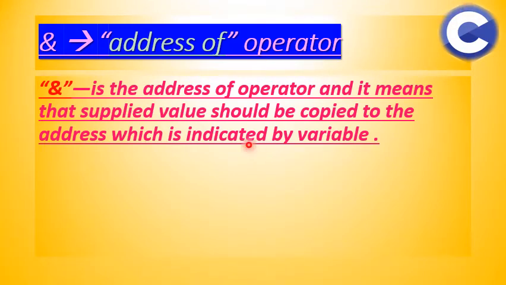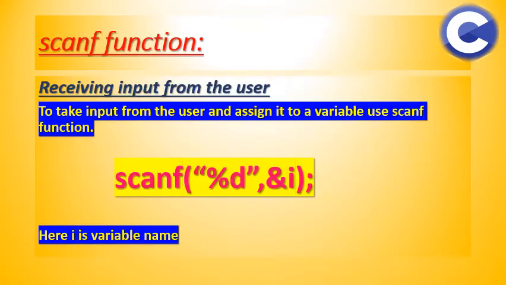So today we are going to study the scanf function. For the scanf function, we need an operator, the address of operator, which is very important to understand. This symbol is the address of operator, and it means that the supplied value should be copied to the address which is indicated by the variable. For some time, just think of this as your address of operator, and what it does we will learn in future slides.